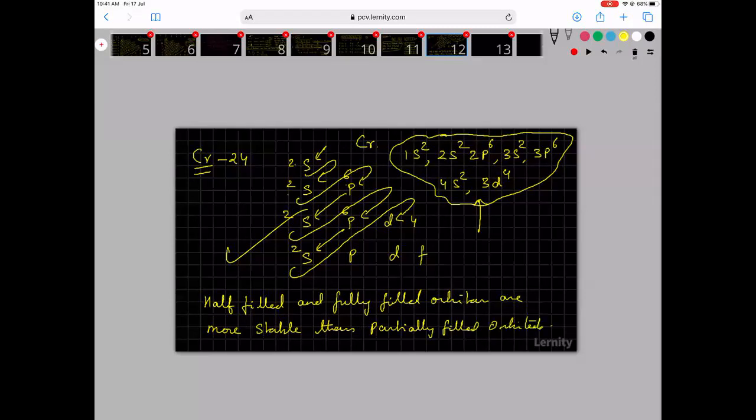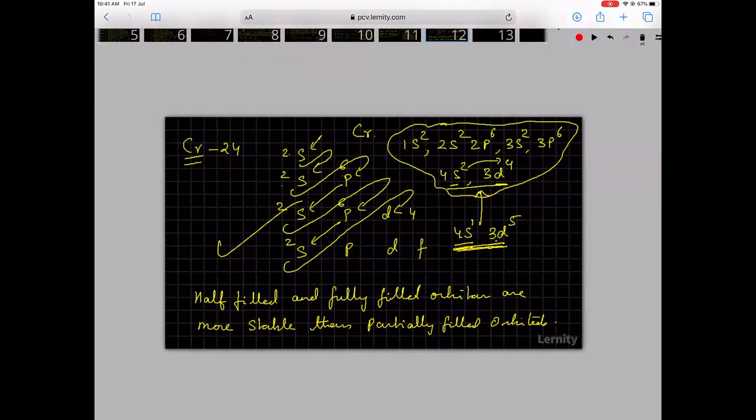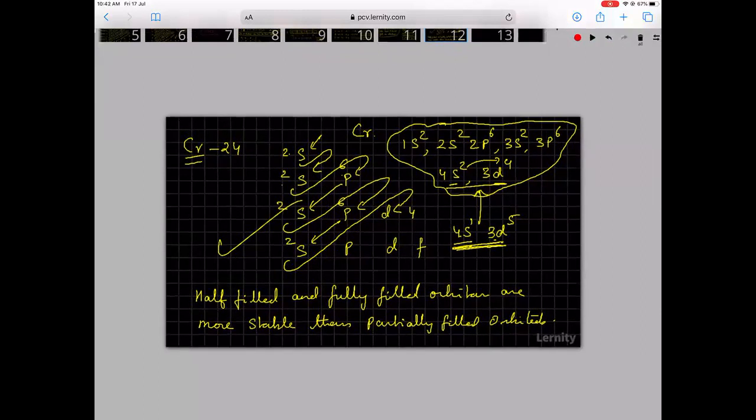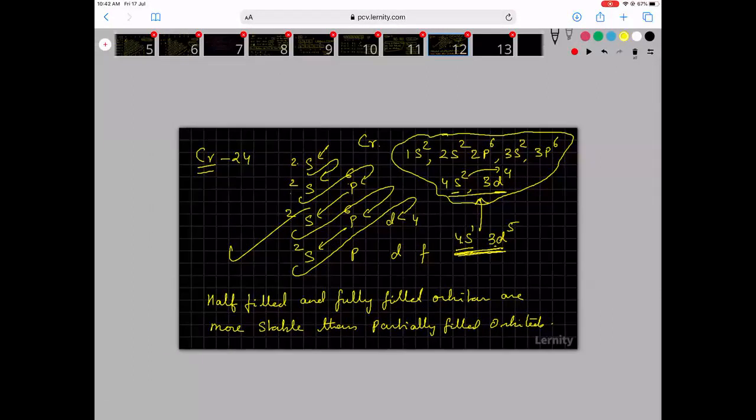Because you see here 4s2 and 3d4, one electron will jump from here and it will make it 4s1, 3d5. Now 4s1 is exactly half filled, 3d5 is also exactly half filled. So this is going to be more stable than this. So the actual structure for chromium will be 1s2, 2s2, 2p6, 3s2, 3p6, 4s1 and 3d5.